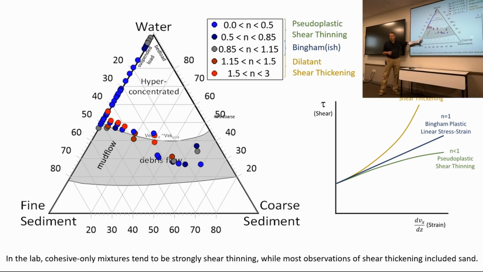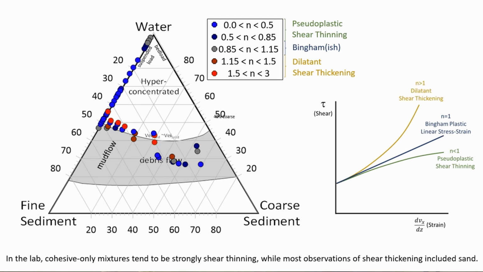And so again, this is part of the lit review that I'm trying to put together for you all. This is again our ternary diagram, with the same lab experiments. And what you'll find is, the n value, the light blue is less than 0.5. This is seriously shear thinning. Anything blue is shear thinning. I've made the Bingham range plus or minus 0.15, and that's gray. And then red is thickening, and bright red is really thickening. And you'll notice that thinning is much more common than thickening in the lab.